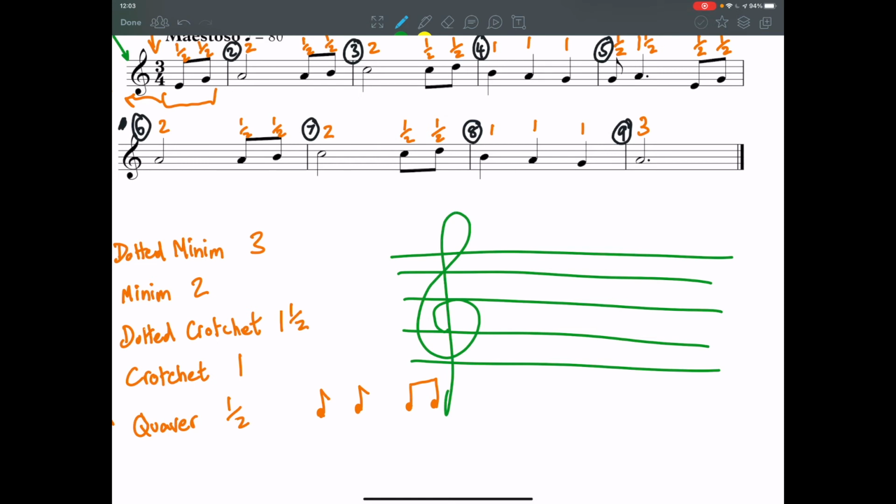Okay, now the first thing we need to think about is a note on a line, or is it in a space? And you've got to start getting used to saying that. So on a line.